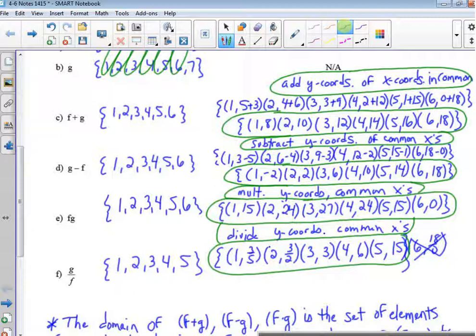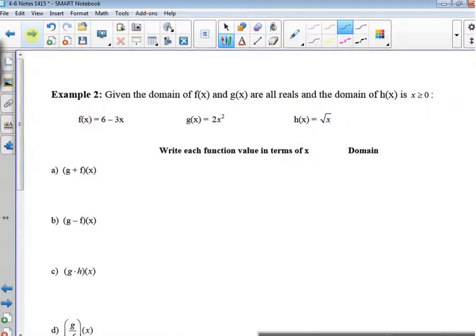Okay, next page. So now we're going to look at functions, not ordered pairs, actual functions. I mean, other ones were functions too, but now we're looking at them not just as ordered pairs. Given the domain of f of x and g of x are all reals, and the domain of h of x is x greater than or equal to 0, f of x, g of x, h of x. Write each function value in terms of x.